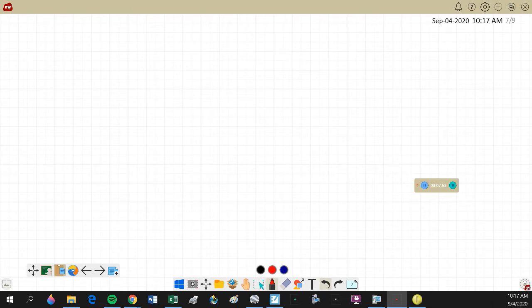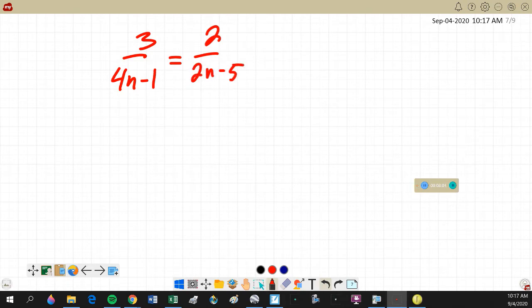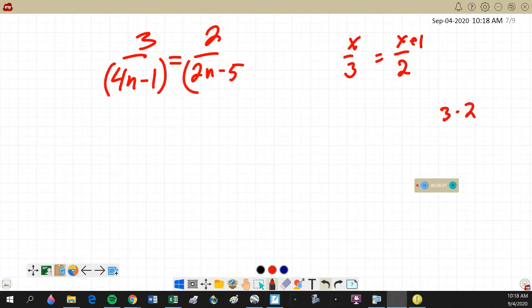All right, number 14. 3 over 4n minus 1 equals 2 over 2n minus 5. What is the common denominator in this case? Well, if I had x over 3 equals x plus 1 over 2, the common denominator would be 3 times 2 because they don't have anything in common. So in this case, my common denominator is 4n minus 1 and 2n minus 5.